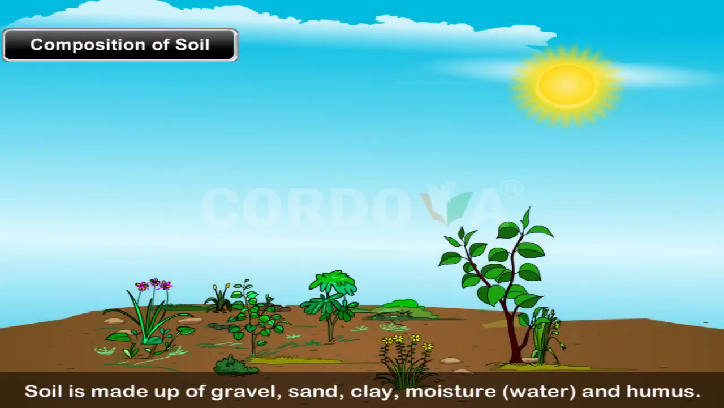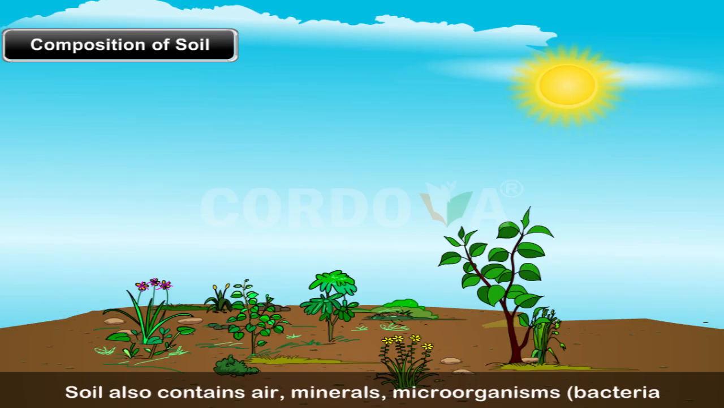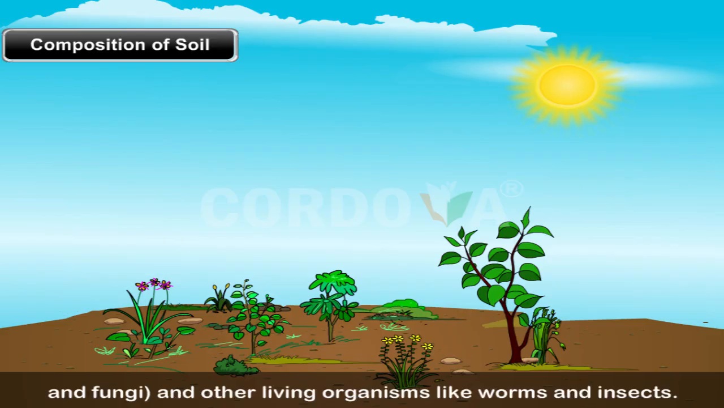Composition of soil. Soil is made up of gravel, sand, clay, moisture, water, and humus. Soil also contains air, minerals, microorganisms, bacteria and fungi, and other living organisms like worms and insects.